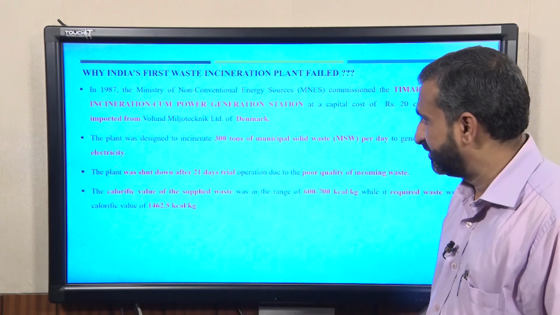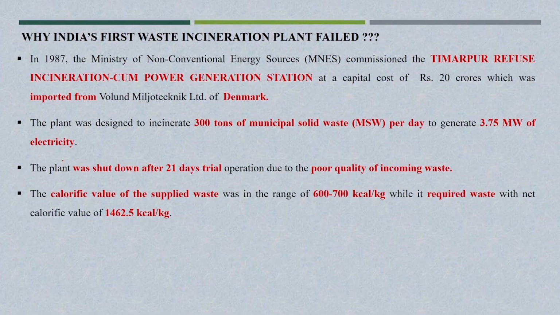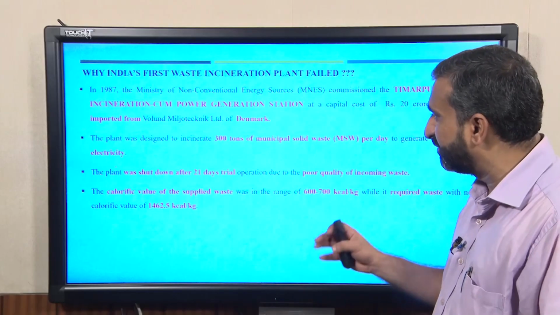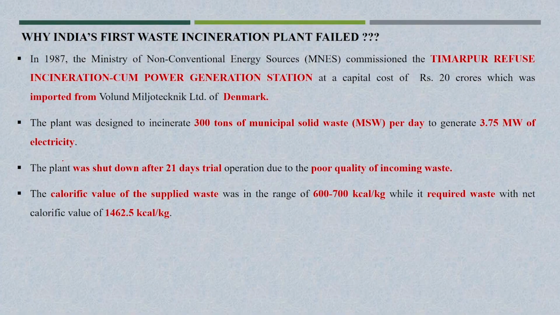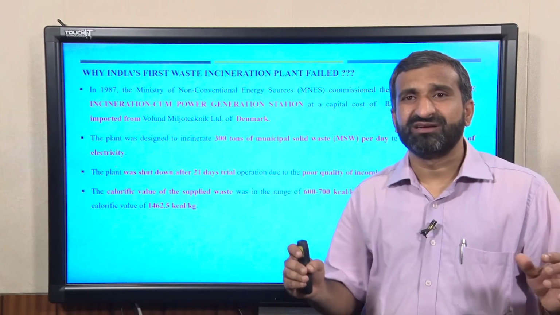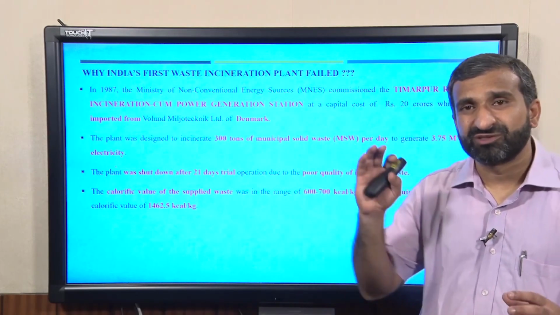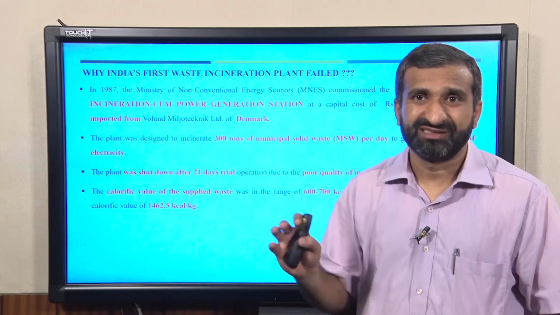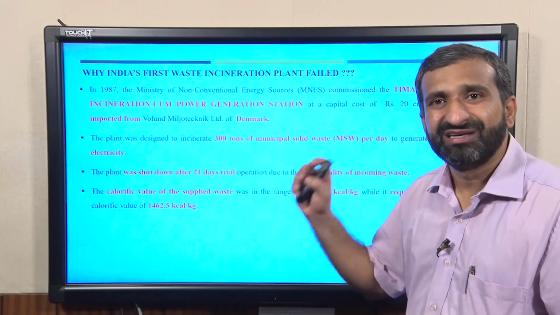Because of commingled or mixed waste, the calorific value of the supplied waste was in the range of 600 to 700 kilocalorie per kg, and the plant required a calorific value of 1462.5 kilocalorie per kg. The calorific value was very low because it was mixed waste, and you know that in India in that period almost 60 to 70% was kitchen waste or wet waste, and that was being put into the incineration plant.